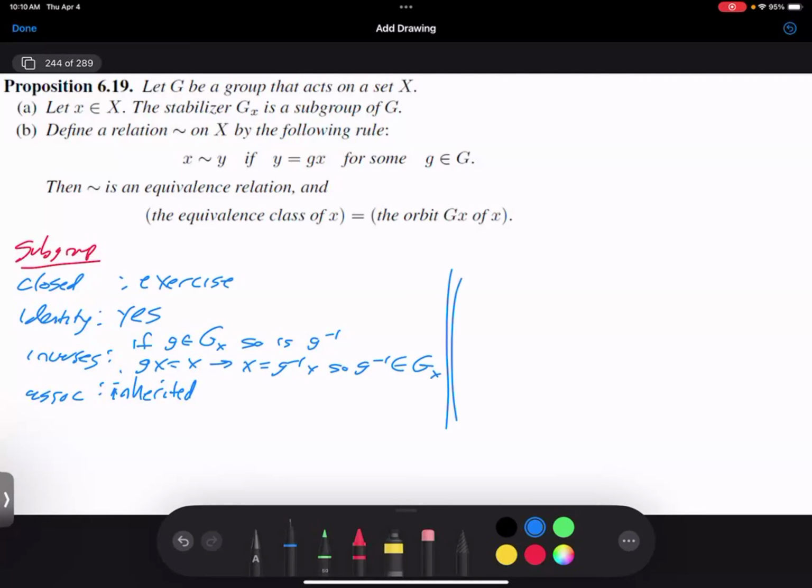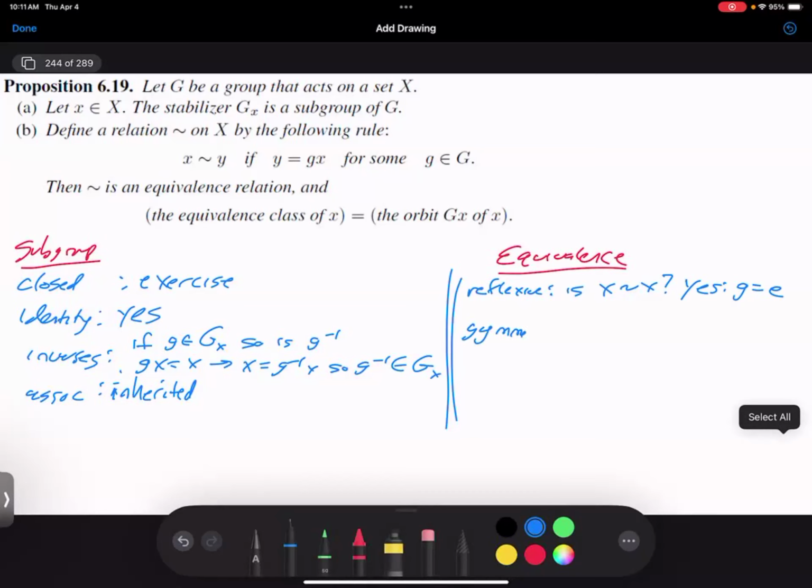The next thing we have to do is show it's an equivalence. There are three properties for an equivalence. The first is reflexive. Is x related to x? Is there some g such that x is equal to g times x? Yes. What should we take? Yep, take the identity. Just take g equals e.